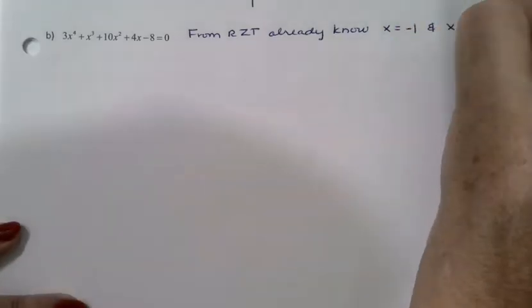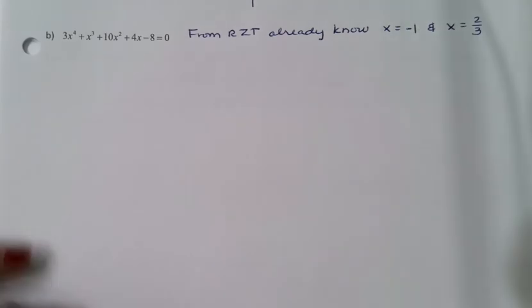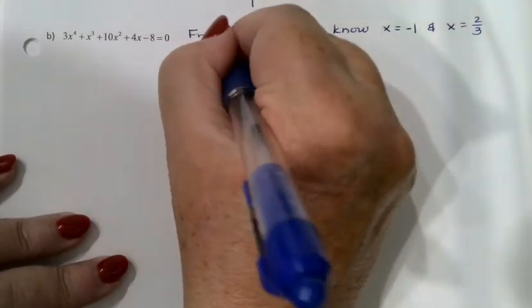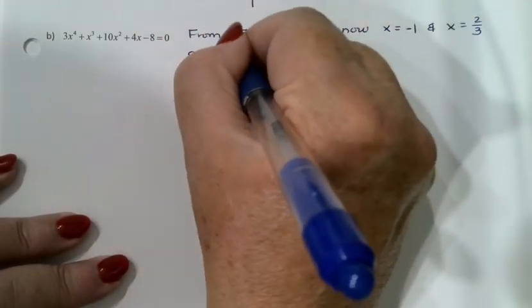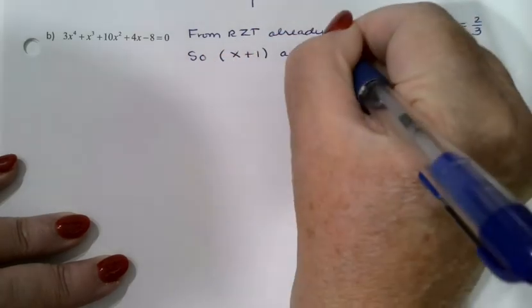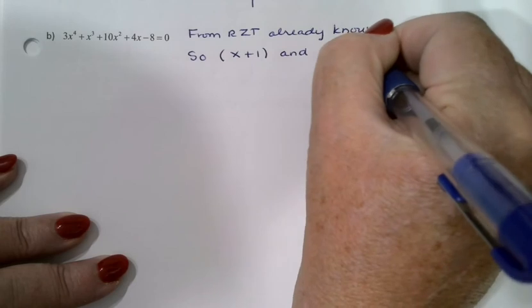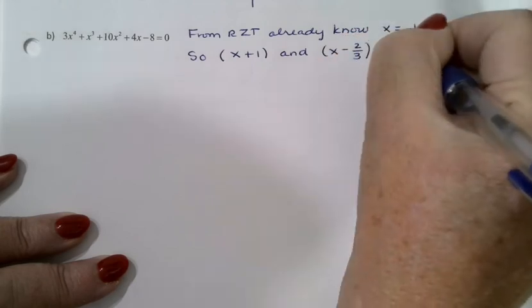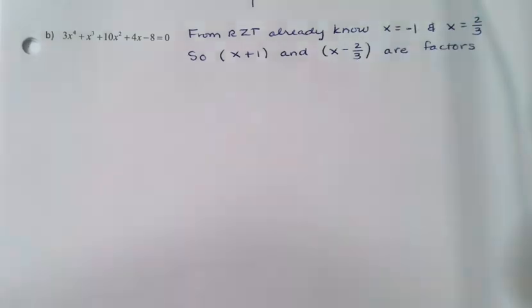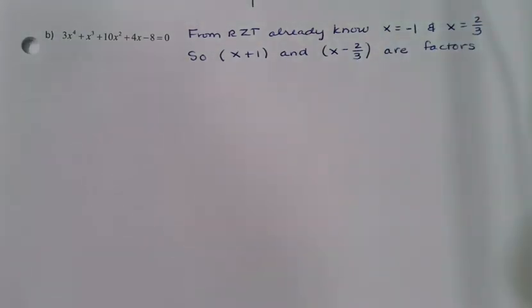And x equals 2/3 are zeros. What I now know is x plus 1 is a factor and x minus 2/3. So they're both going to be factors of that polynomial. So since they're factors, I should be able to divide them out and get no remainder.